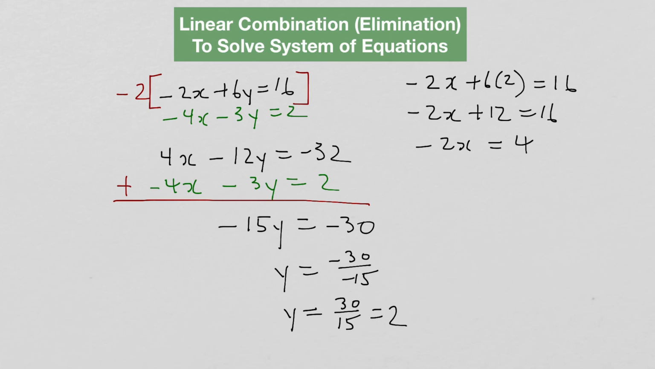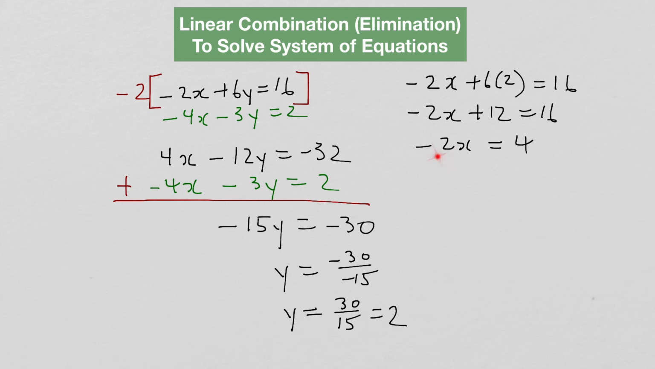How did I get 4? I subtracted 12 from both sides because I want to move this 12 over to this side. This is a positive 12, so I have to subtract 12 from this side. And if I subtract 12 from this side, I need to subtract 12 from this side. And then 16 minus 12 gives me 4. So I skipped a couple steps. Hopefully by now you can see the algebra that's taking place.